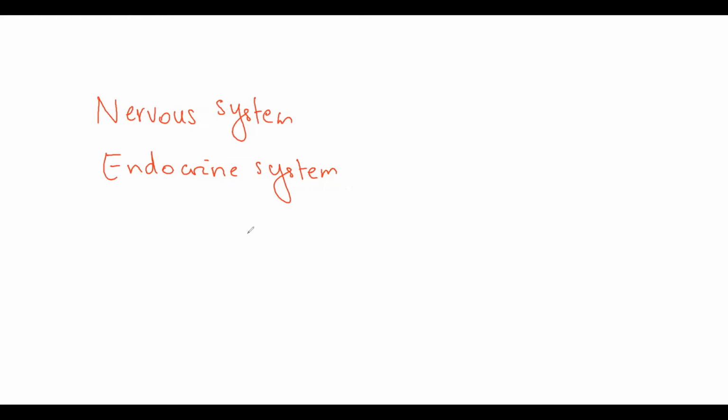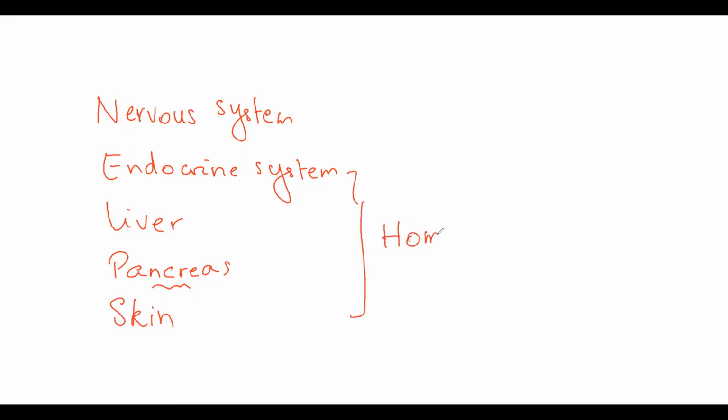Bravo. Also, the liver. Okay, we have the pancreas. Of course, the pancreas here, I'm going to explain something about its endocrine function, not producing pancreatic juice. And we have the skin. All these share in homeostasis, or keeping the internal environment constant.